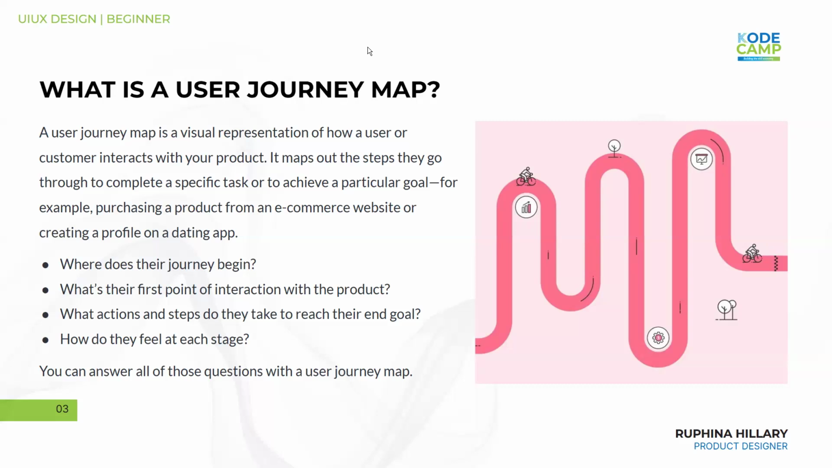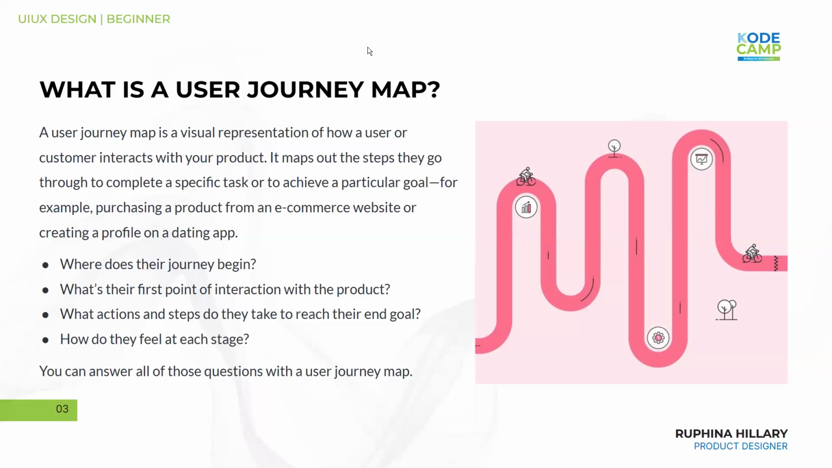Another first point of interaction might be Facebook. Maybe they're scrolling through Facebook, they see an ad, and they have this product in mind that they want to buy, and they see your ad, and they decide, okay, let me click on this link. So that's their first point of interaction. So I think the journey is beginning, yes, but in different places. So those are the different scenarios we are taking into account here.